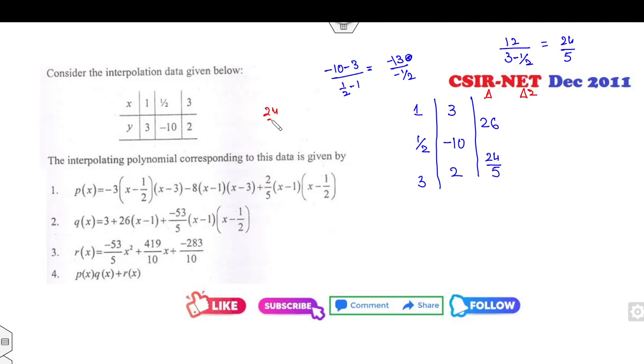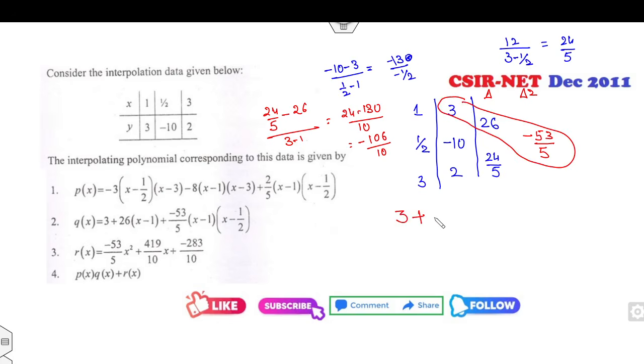Second: 24 over 5 minus 26, divided by 3 minus 1. 24 minus 130 over 2 into 5 is 10. So that will be minus 106 over 10. That is minus 53 over 5. So what is the polynomial? Polynomial is 3 plus 26 times x minus 1, minus 53 over 5 into x minus 1, x minus half. So you can see the second option is the correct option.